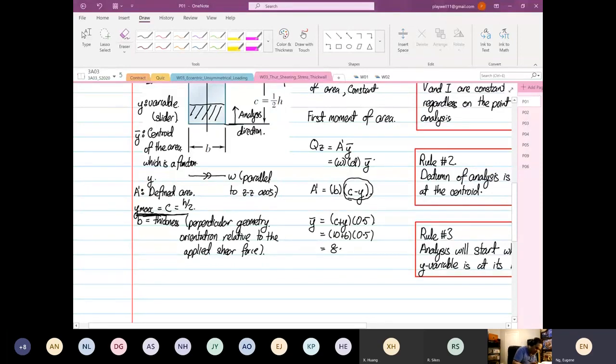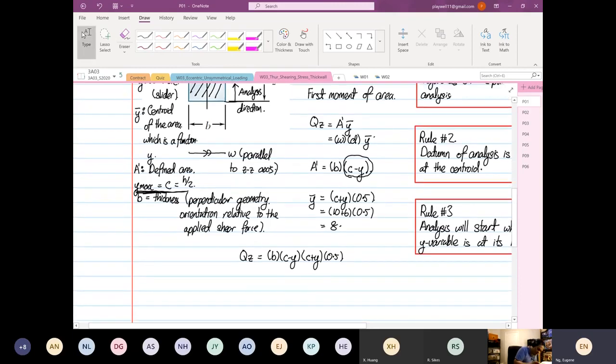So from here, we can write down that the first moment of area about the z-axis is equal to b (c minus y)(c plus y) multiplied by half, or 0.5. So if I were to tidy things up, this is equal to 0.5 b (c squared minus y squared).